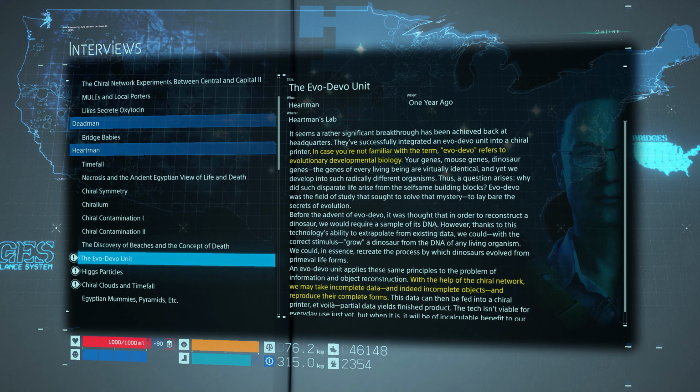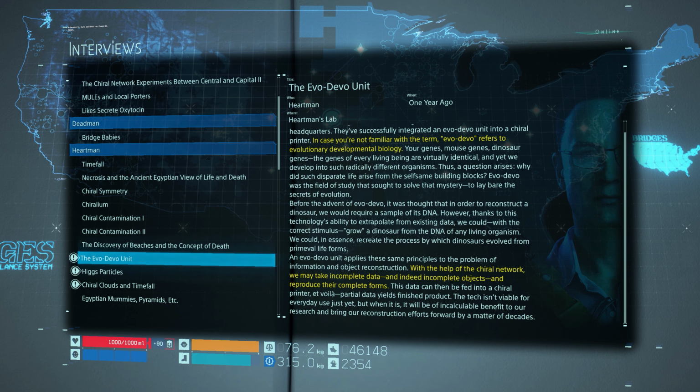From Heartman at Heartman's lab a year ago. It seems a rather significant breakthrough has been achieved back at headquarters. They've successfully integrated an Evo Devo unit into a chiral printer. In case you're not familiar with the term, an Evo Devo unit refers to an evolutionary development in biology. Your genes, mouse genes, dinosaur genes, the genes of every living creature are virtually identical, and yet we develop into such radically different organisms. Thus, a question arises. Why did such disparate life arrive from the self-same building blocks? Evo Devo was the field of study that sought to solve that mystery, to lay bare the secrets of evolution.